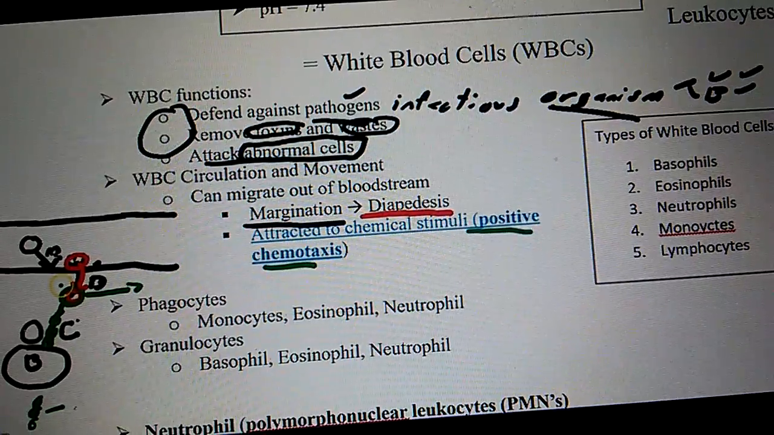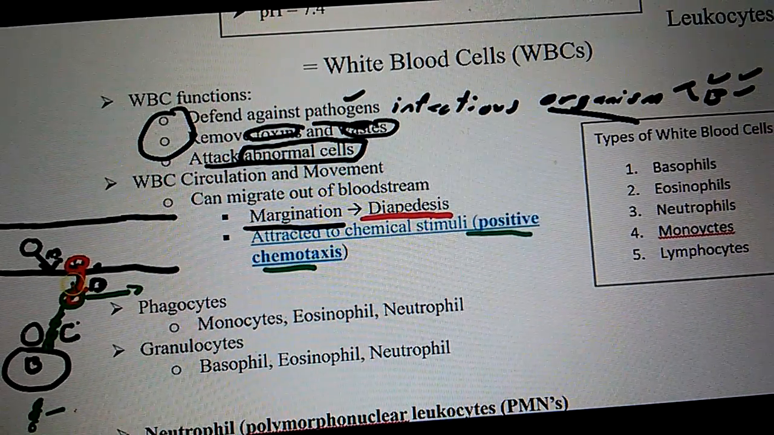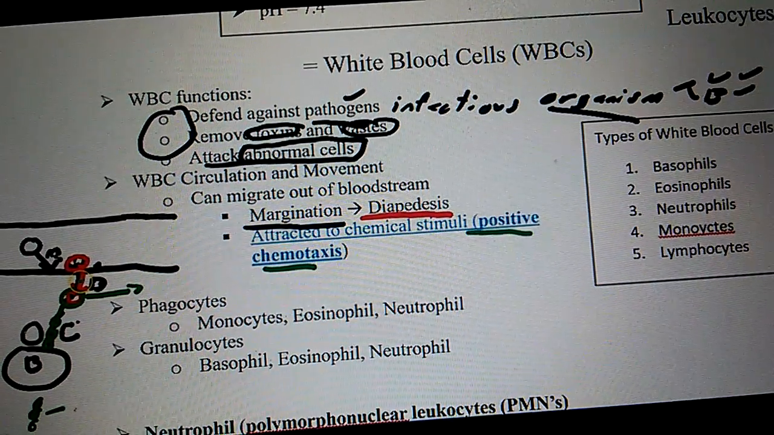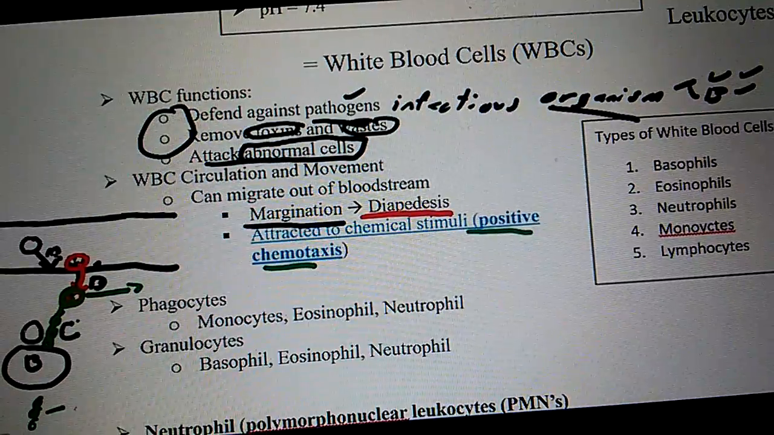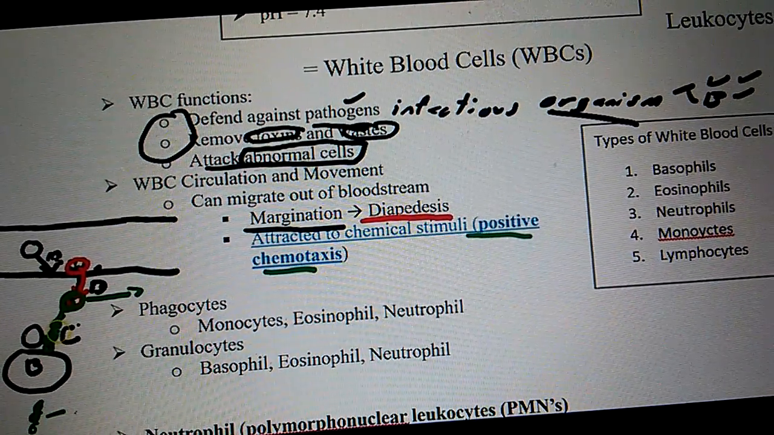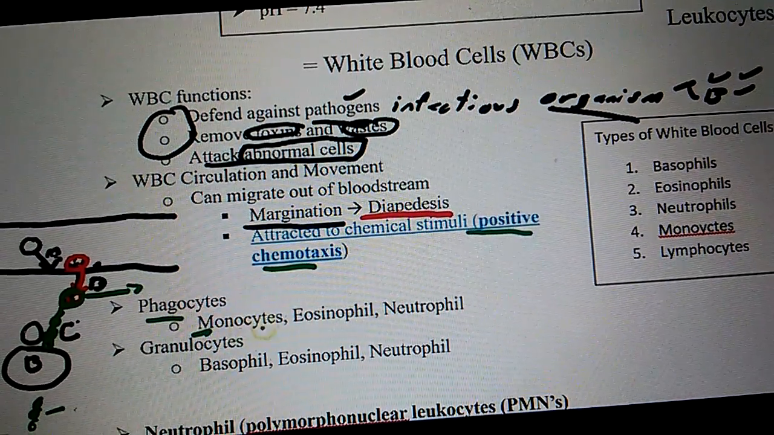So what's moving toward the edge of a blood vessel? Margination. What's squeezing between the blood vessel walls to get from inside the blood to outside the blood? Diapedesis. And then attraction of the white blood cell toward the bacteria is what? Positive chemotaxis. Phagocytes.